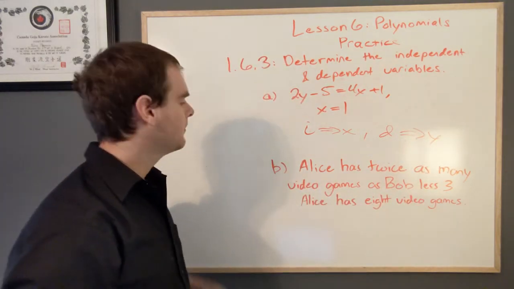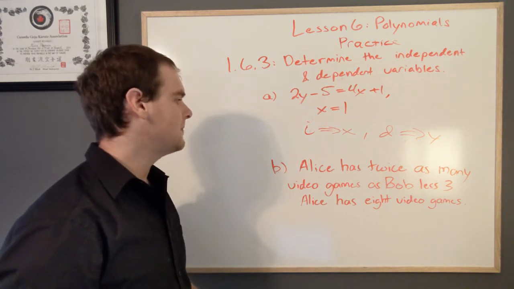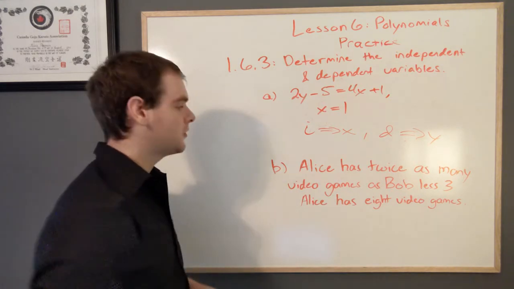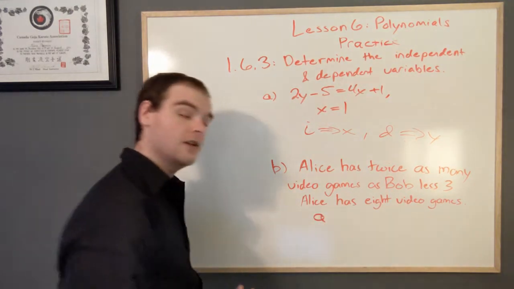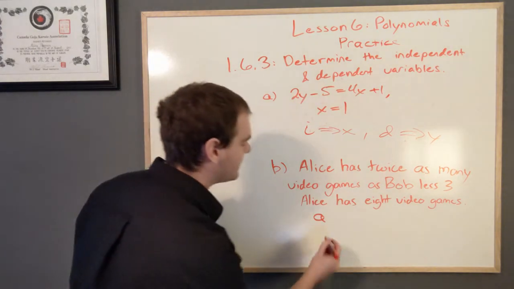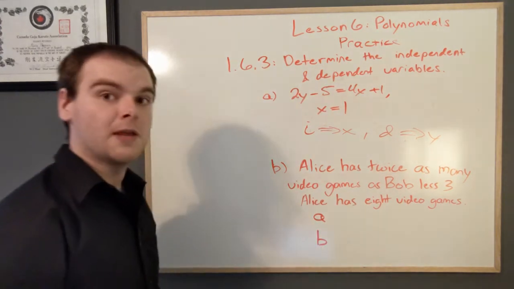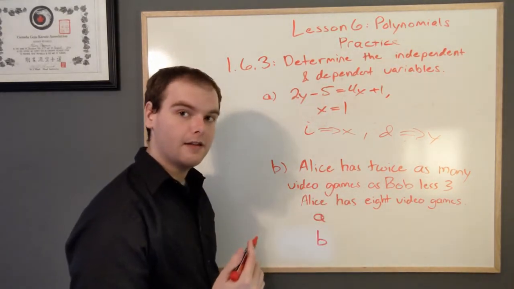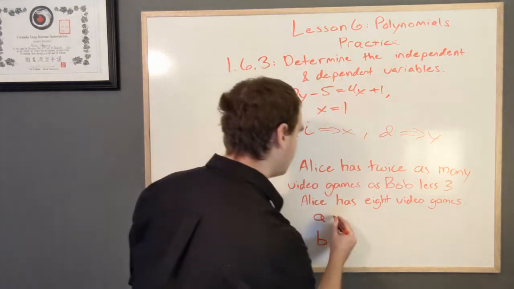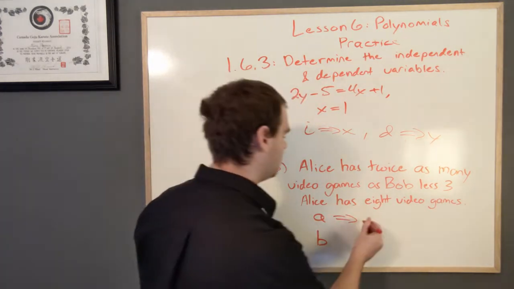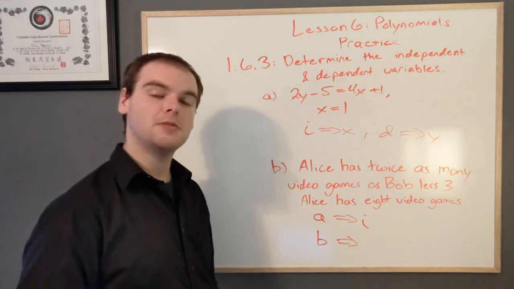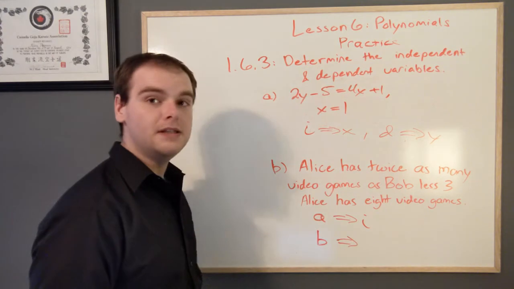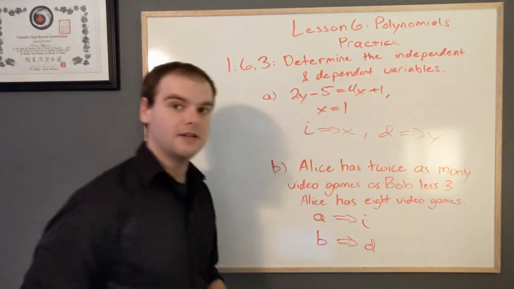In part B here, Alice has twice as many video games as Bob less 3. Alice has 8 video games. So if I determine a variable, say a being the number of video games that Alice has, and b being the number of video games that Bob has, then because I'm telling you that Alice has 8 video games, a must be our independent variable. Because the number of video games that Bob has is being determined by the number of video games that Alice has, then b is going to be dependent.